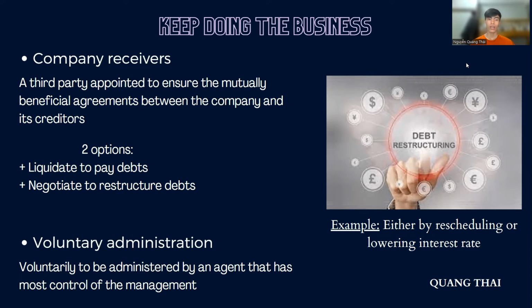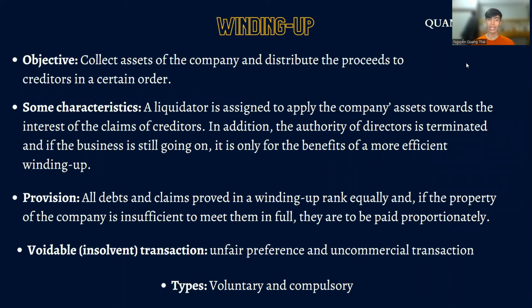And in addition, commercial banks also waive and lower lending rates for debt worth 3,790 trillion Vietnam dong, which is equal to $167.5 billion. So as you can see, there are these two ways to restructure a financial obligation: by rescheduling the payment plan, and also by lowering the interest rate. And to stay in the business, another option for the company is voluntary administration.